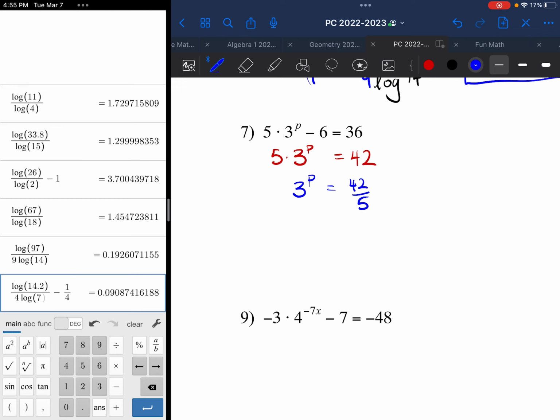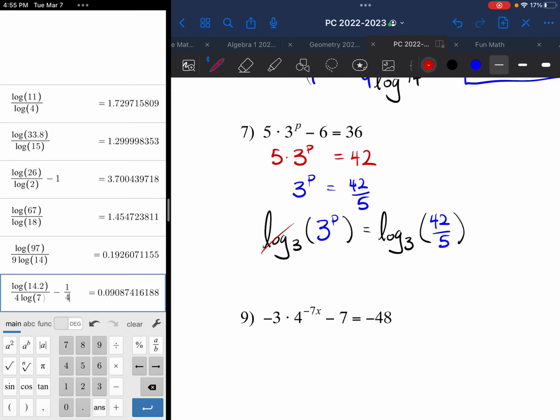All right. From here, the p is trapped up in the exponent. There's only one tool that can save our, what's that Disney princess? Rapunzel. Rapunzel can only get down with a logarithm. So let's do the logarithm of both sides. We're going to do the log base 3 of whatever is on the inside and log base 3 of whatever is on the inside there. What was on the inside? Well, it was a 3 to the power of p and a 42 divided by 5.